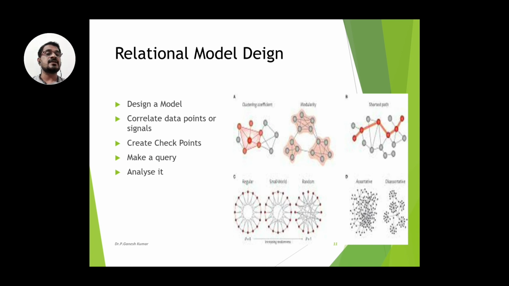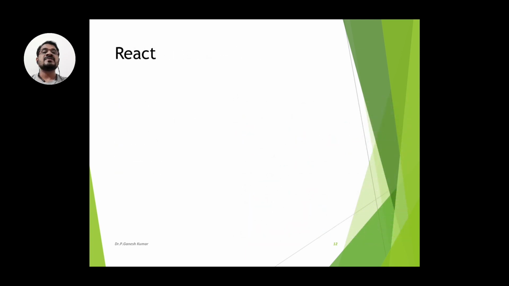It has to correlate the data points, one data point to another, or one signal to another signal, which is going to create checkpoints. As I said, if there is some unusual behavior, we need to create extra checkpoints for validating his financial transaction, or validating whether he is an authenticated user or not. Make a query, which may be via the mobile phone or via your email, then analyze it and finalize things. This is how you are able to detect it.